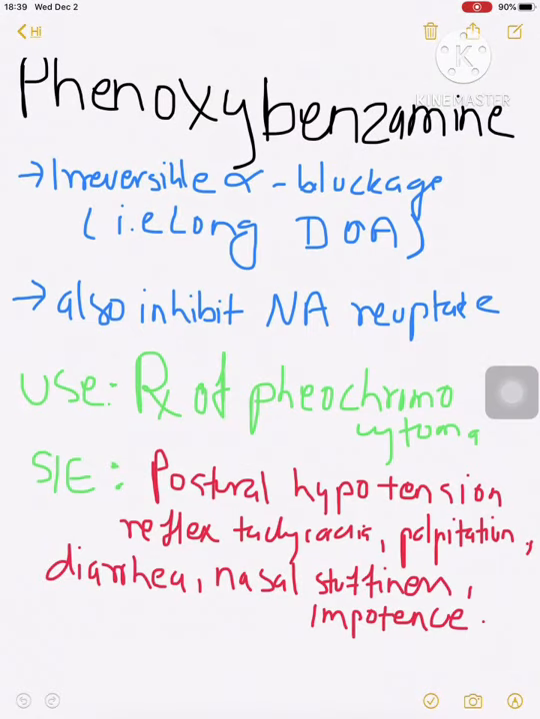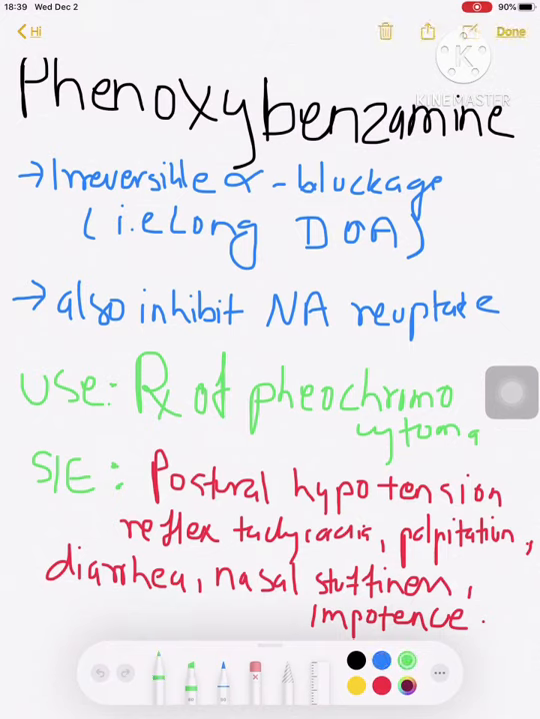Okay, now we'll discuss some important points regarding these individual drugs. First of all, phenoxybenzamine. Remember that it is a non-selective alpha blocker. It irreversibly blocks the alpha receptor, that is, it has a long duration of action. It also inhibits norepinephrine uptake. Remember these points. Remember that in higher doses it also blocks histamine, cholinergic and serotonin receptors.